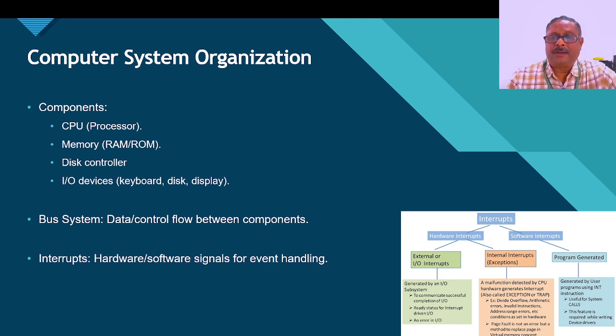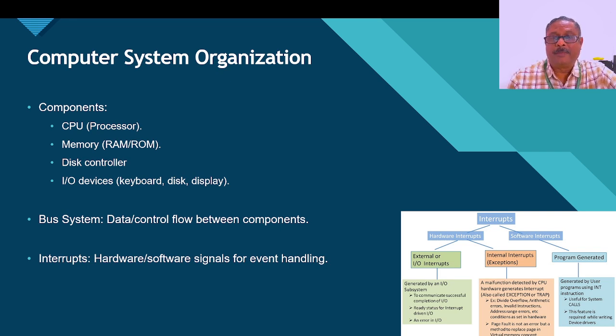On the other side, there are software interrupts. They are generated by the program. So here, the program generates user-defined interrupts, and these are useful whenever we are calling system calls. Whenever system calls are being called, we have to stop the execution of whatever we are currently doing and then make some changes, like what is required while writing device drivers and all that.